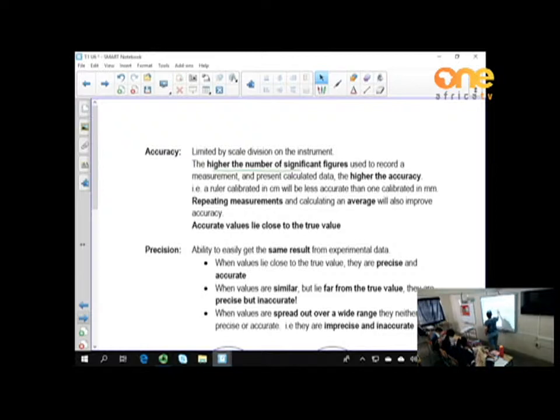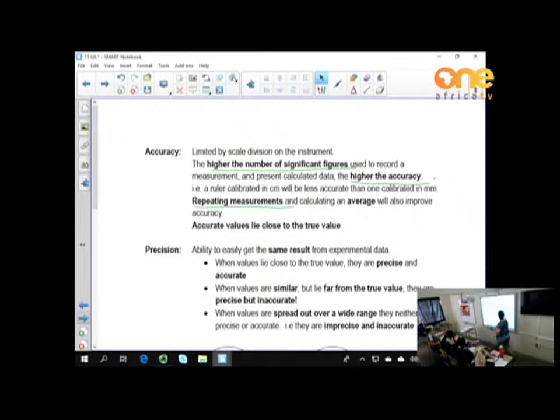They say the higher the number of significant figures used to record a measurement and present calculated data, the higher the accuracy. But remember, it is limited by the instrument. You cannot be more accurate than the instrument. That's impossible, if I have my ruler calibrated not in millimeters, but in tenths of a millimeter.